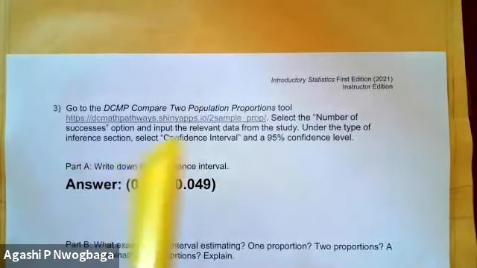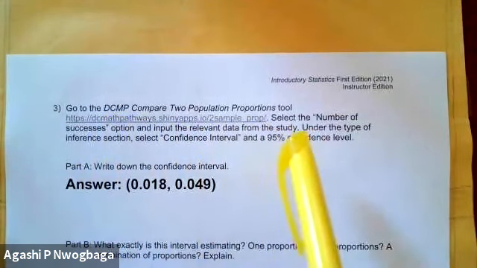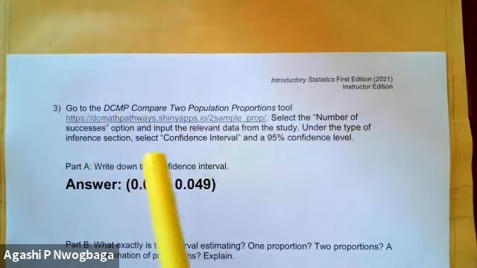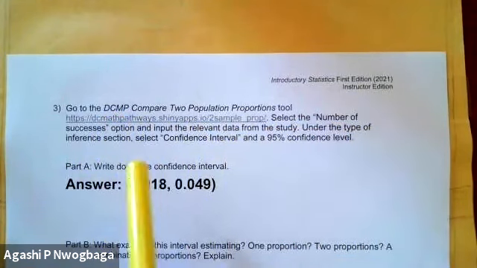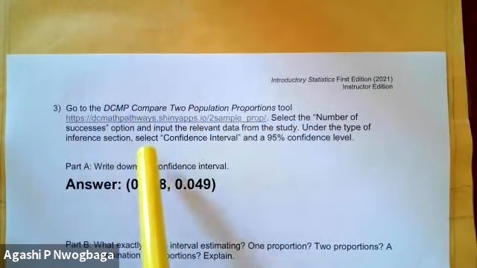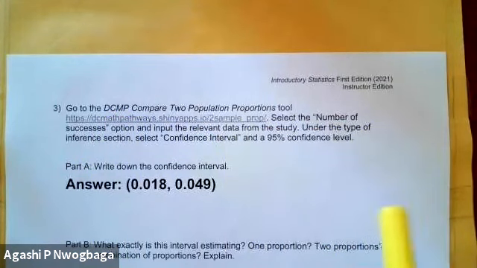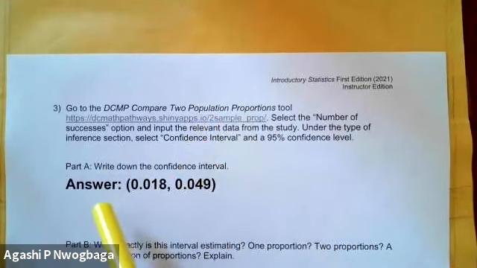Now, if we go to the DCMP compare two population proportions tool on this website, select the number of successes option and input the relevant data from the study. Under the type of inference section, select confidence interval and a 95% confidence interval. A, write down the confidence interval. Looking at the results from the website, the confidence interval is between 0.018 and 0.049.